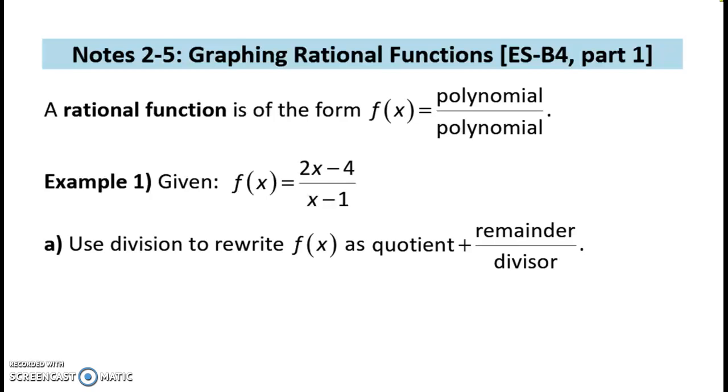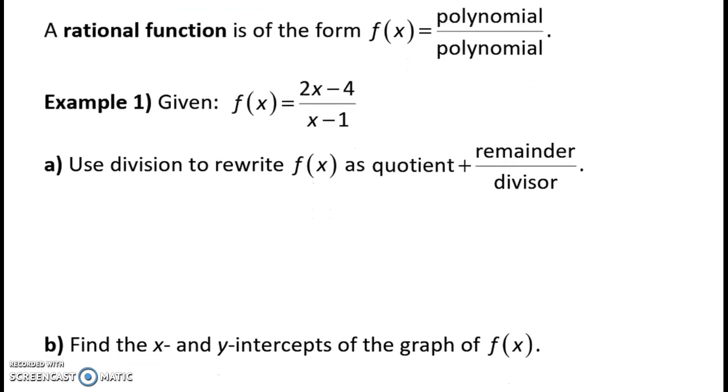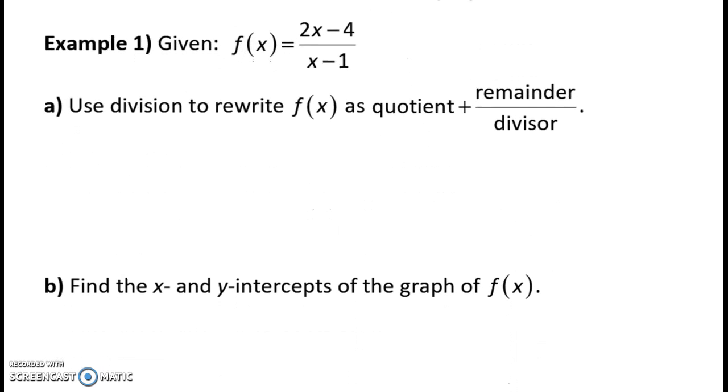Today we're going to talk about rational functions. Rational numbers are numbers that can be expressed in fraction form. So a rational function is a function that's expressed in fractional form, where the numerator and denominator are both polynomials. Let's take a look at a specific example of one. f(x) = (2x - 4)/(x - 1).